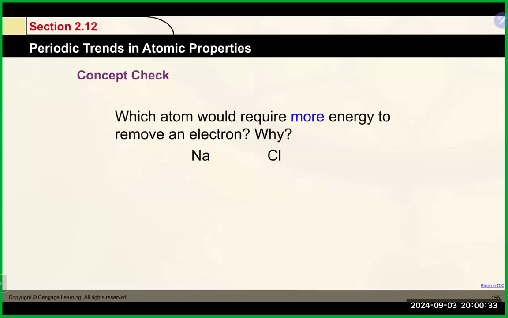All right, so let's try this one here. Which atom should require more energy to remove an electron? Is it sodium or chlorine? Which one should require more energy to remove?